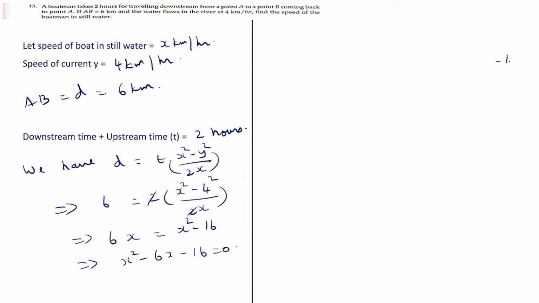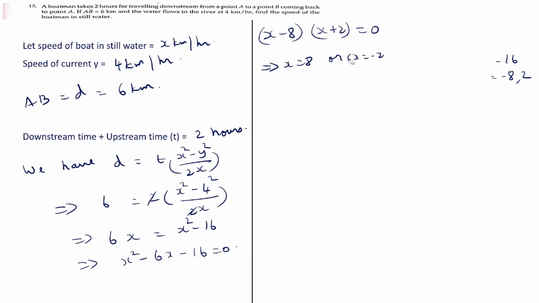So here if we have minus 16, the factors are minus 8 and 2. So the roots of this quadratic equation, we have (x minus 8) into (x plus 2) equal to 0. This is a quadratic equation in x. I am factorizing this x square minus 6x minus 16 as (x minus 8) into (x plus 2). This is equal to 0. So from this we get x is equal to 8 or x is equal to minus 2.